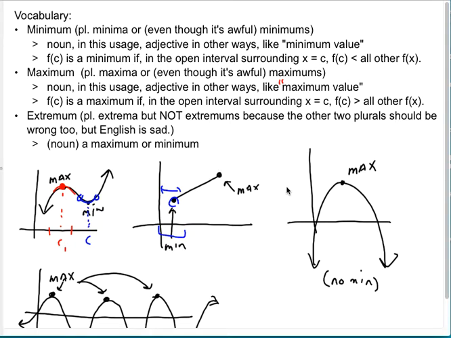Extremum: the plural of extremum is extrema, but not extremums, because the other two plurals should also be wrong, but English is sad. So extremum is essentially a word that refers to either a maximum or a minimum. It's a more generic term. So you'll see extremum or extrema often when a math test is trying to not give away the answer about whether something is a max or a min. So in order to get around that, math teachers or math tests can just generically use the word extrema to encapsulate all max and min values, right?